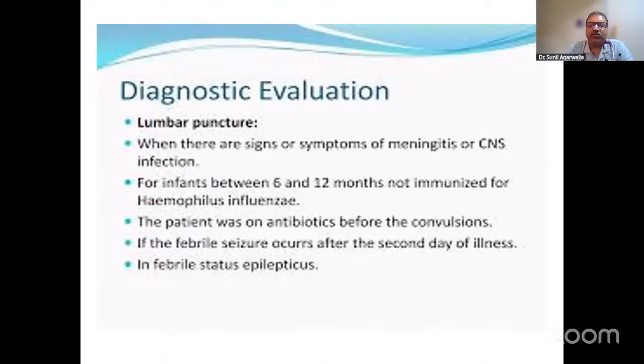Many schools of thought say that in a child less than 12 months, it is better to go for lumbar puncture. Those who have not been immunized against Hib and pneumococcus may have fever and neuro infection like meningitis, so they are investigated in the line of ruling out meningitis. If the patient was on antibiotics before the convulsion, definitely we have to think of it. If the febrile seizure occurs after the second day of illness, then definitely one has to think of febrile status, and you have to rule out meningitis or encephalitis.